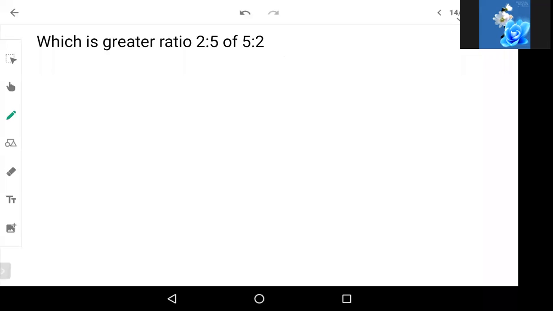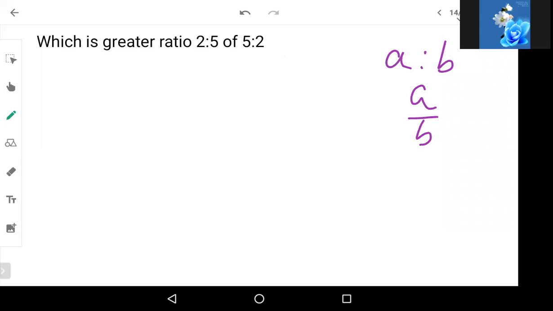Which is the greater ratio? 2 is to 5 or 5 is to 2? Now let us see which is the greater ratio. Now in such problems, you have to first express the given ratios in the fraction format. Now we already know A is to B can also be written as A by B, right? The same logic we are using here.